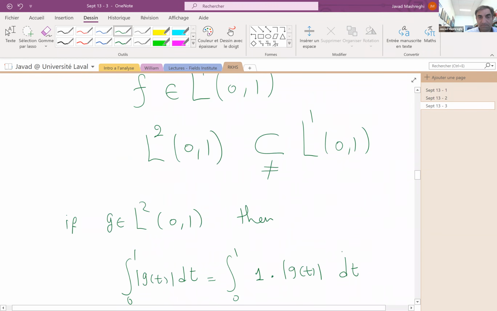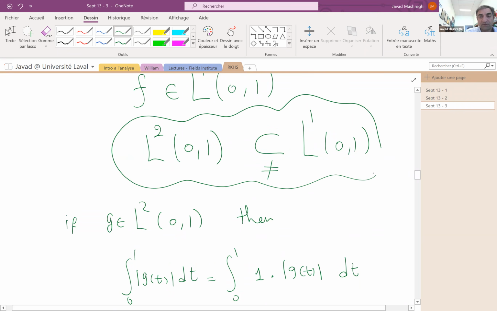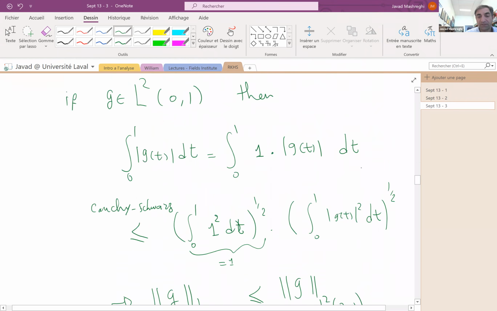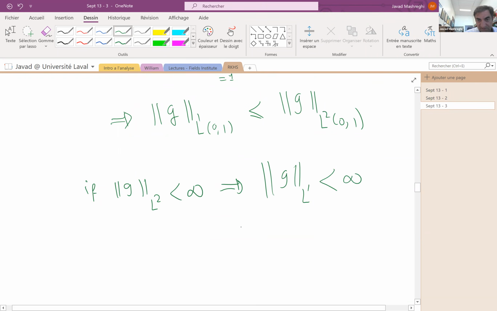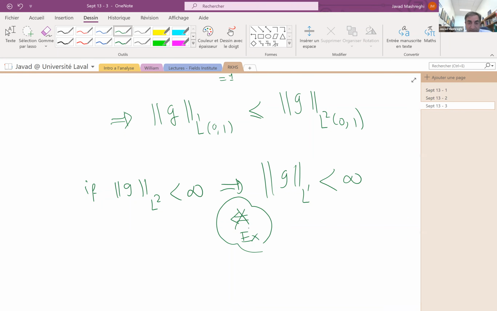This shows the inclusion. So if the norm in L2 is bounded, certainly the norm in L1 is bounded too. But the reverse is not true, and I leave it to you as an exercise. It's not difficult, it's really simple indeed. If you work with 1 over x or 1 over root of x, you obtain a function which is in one of these spaces, but not the other. So the inclusion is really proper.